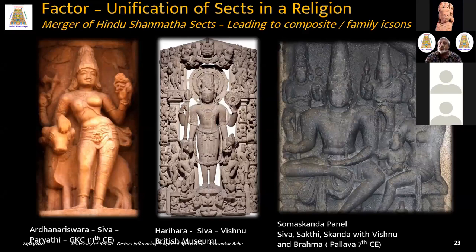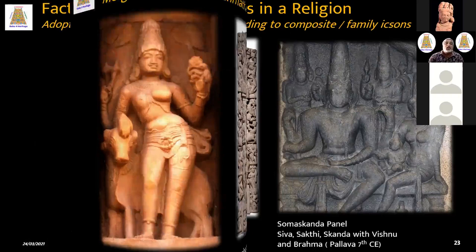So much on the panel is an interesting panel where it unifies Shiva, Shakti, Skanda, these 3 things, and then Vishnu and Brahma standing relegated to the background. So it is one way of representation of unification of religion. When you unite sets of religions, it brings syncretism and new sets of ideas and designs.